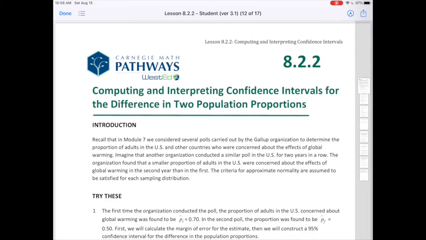Lesson 8.2.2, Computing and Interpreting Confidence Intervals for the Difference in Two Population Proportions.